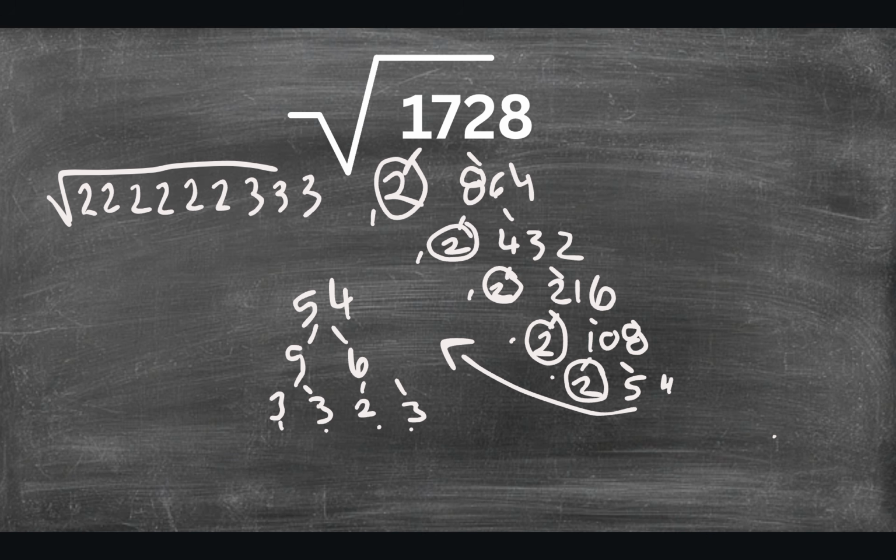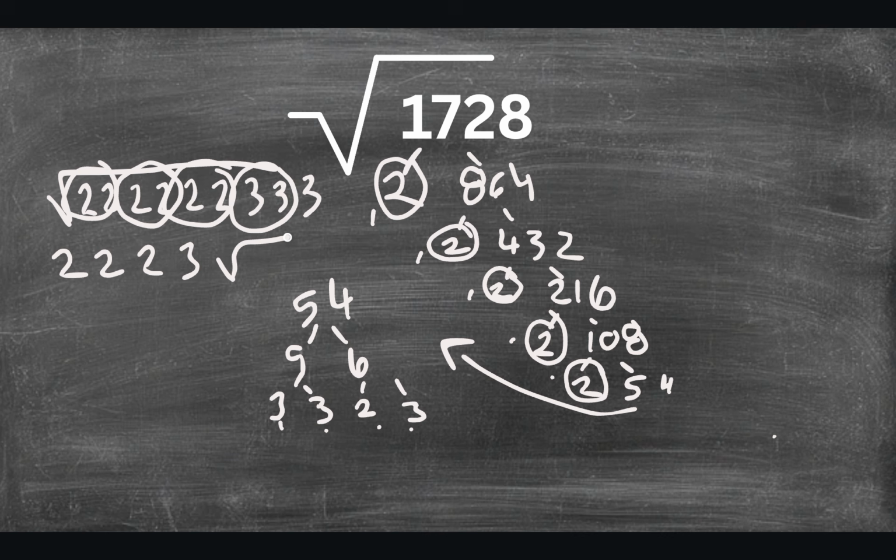So now, since it's a square root, we can pull out pairs because a square root is two numbers multiplied together. So here's a pair of 2's. Here's another pair of 2's. And another pair of 2's. And a pair of 3's. And it looks like we have a 3 left underneath the square root sign.